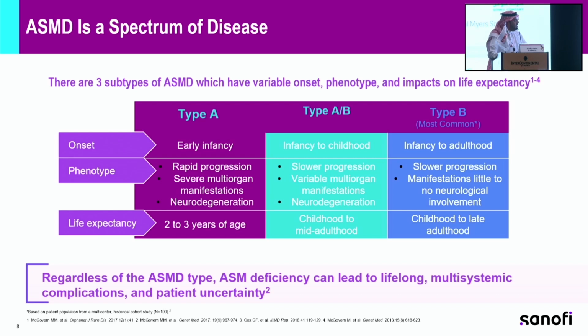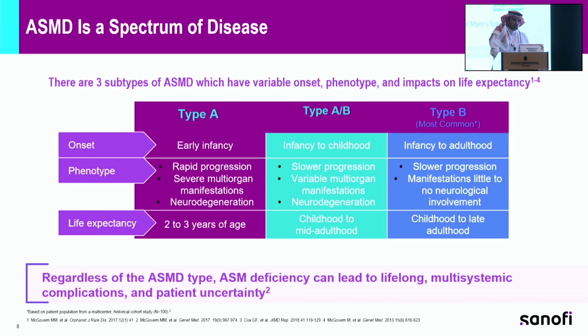So as I mentioned before, they have three types: type A, an overlap between type A and B, and type B. The onset of type A is in early infancy. It's a rapid progression, affecting multiple organs, and they manifest with CNS manifestation. The life expectancy is 2 to 3 years. Regarding type AB, the onset is from infancy to childhood. It's a slower progression compared to type A. It's also manifested with multiple organs and CNS manifestation, and the life expectancy is childhood to mild adulthood.